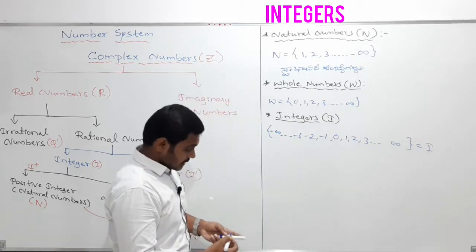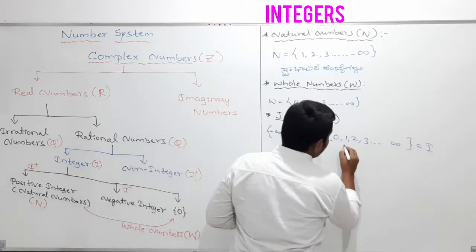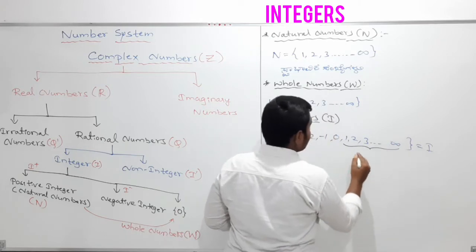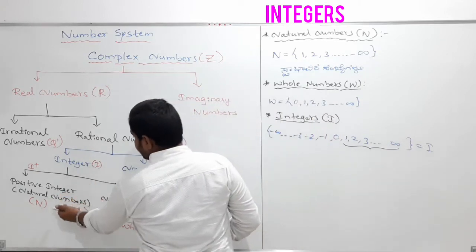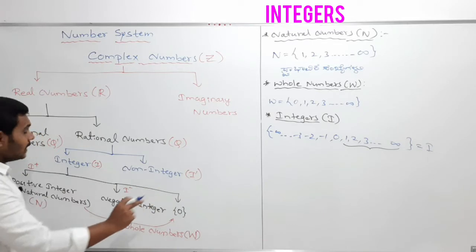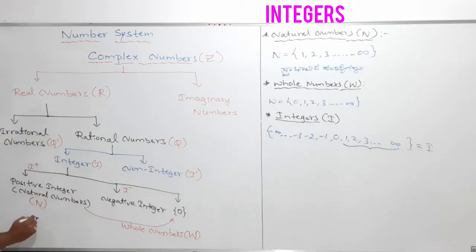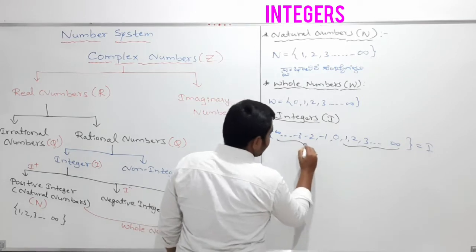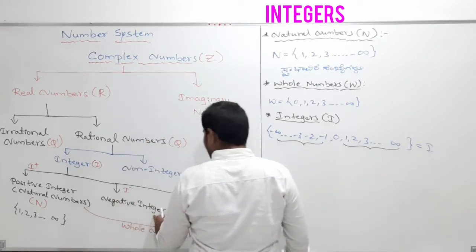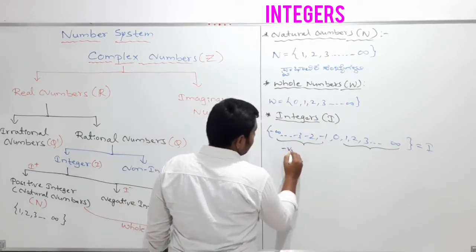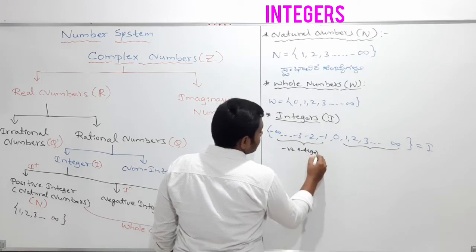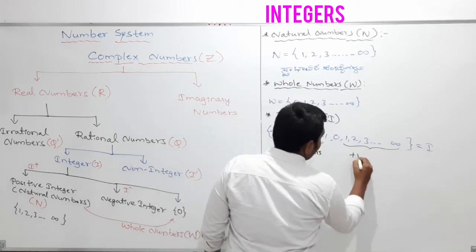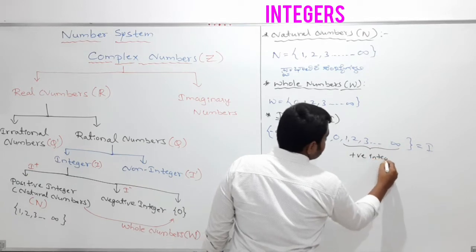And now my dear students, these numbers 1, 2, 3, we can call them positive integers. So what are positive integers? The positive integers are 1, 2, 3, and so on. This we can call positive integers. And now this we can call negative integers. So this we can call negative integers, and this we can call positive integers.